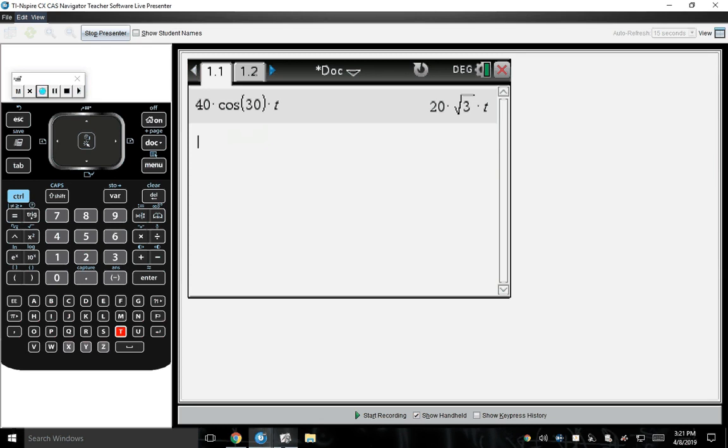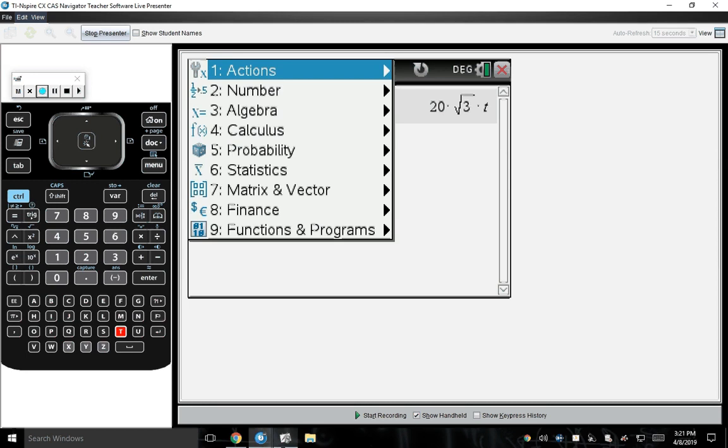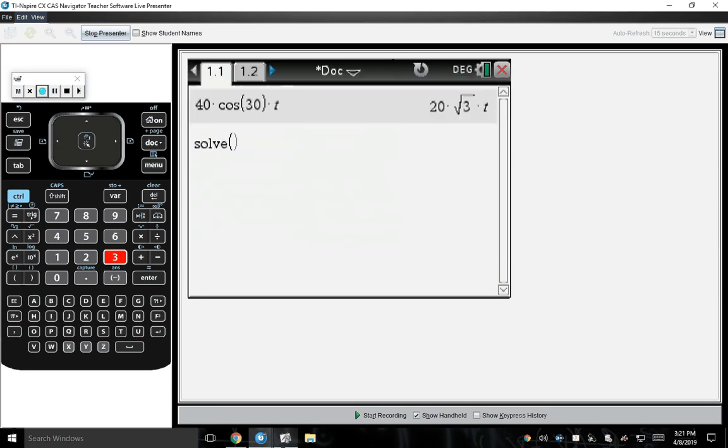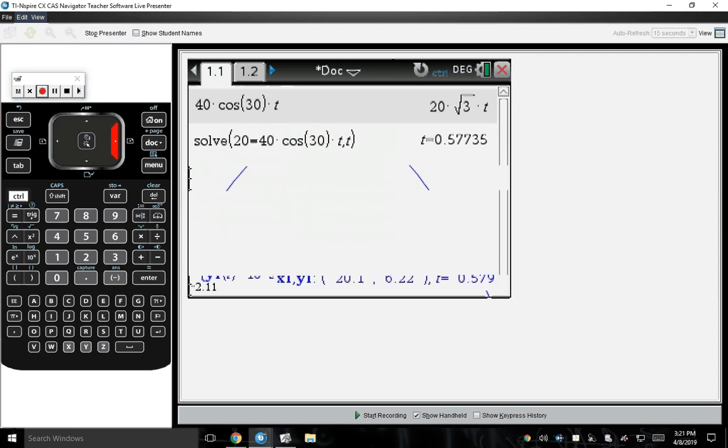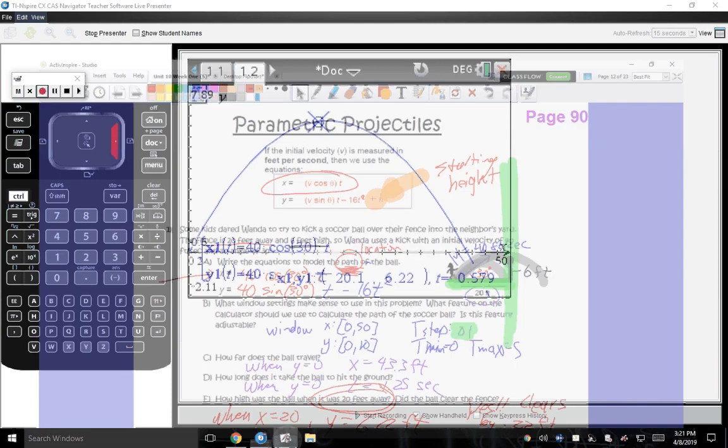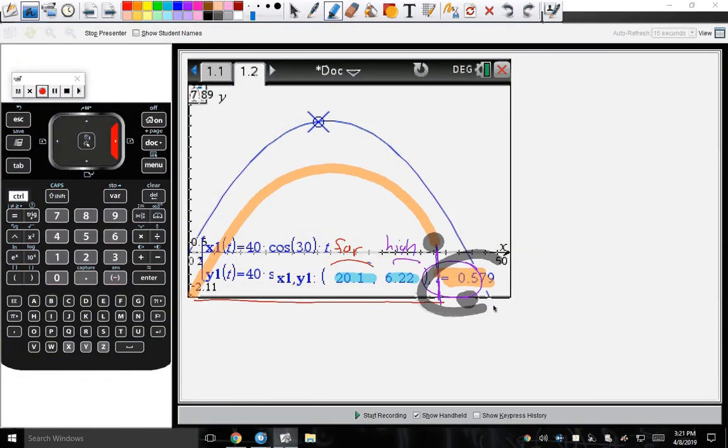Okay, this is my parametric function for x. And when I want it to be 20 feet away, look, menu, 3, 1. When it's 20 feet away, we are going to solve for t. So comma t. This will happen at 0.577 seconds. Guys, we saw that over here on the graph that it happened that way at 0.577 seconds, right here. Okay? It's just more exact the way I did it on the calculator page than on the graphing calculator page.